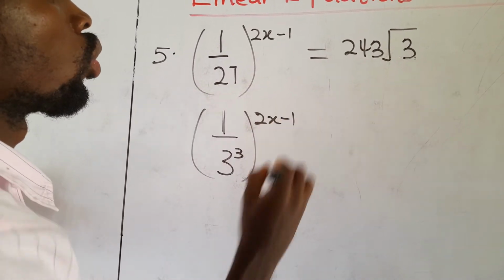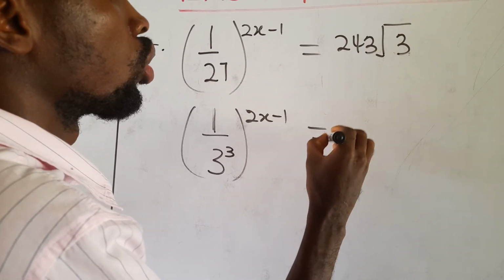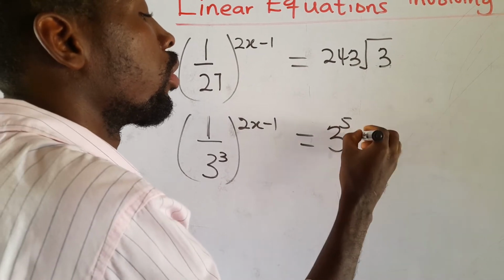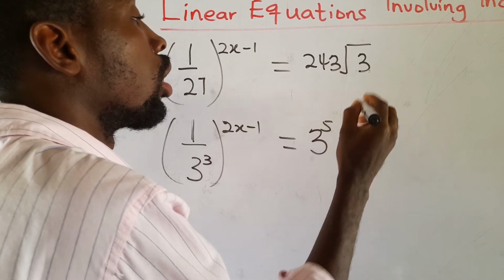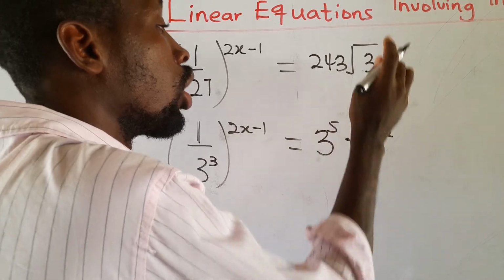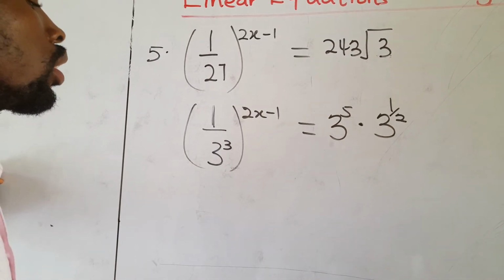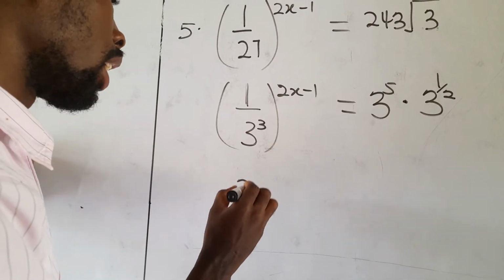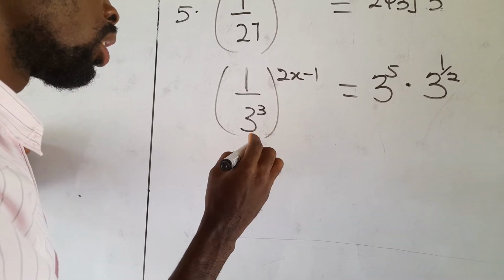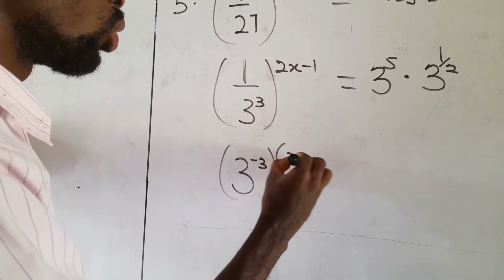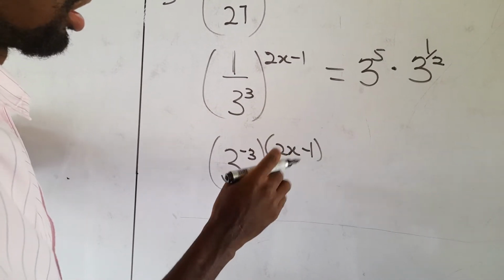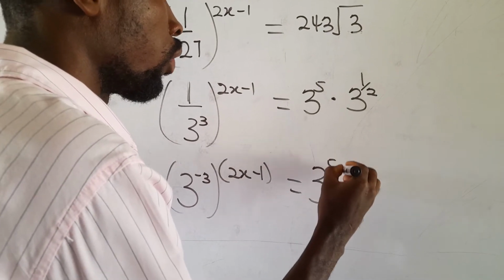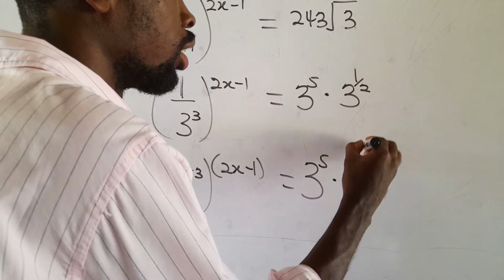Exponent 2x minus 1, and to be equal to 243 is 3 exponent 5 times 3 exponent half. The square root of 3 is 3 exponent half. So we can rewrite this using the properties. You can rewrite this as 3 exponent negative 3 times 2x minus 1. That's exponent 2x minus 1 is equal to 3 exponent 5 times 3 exponent half.